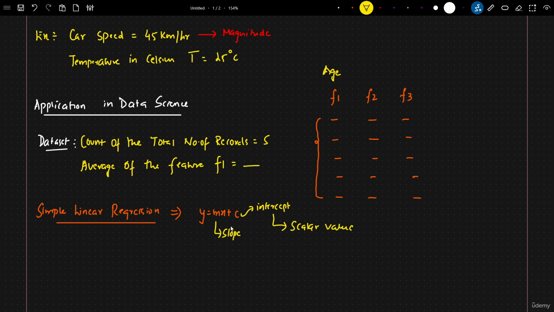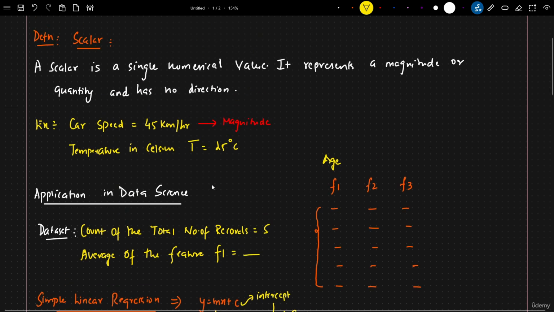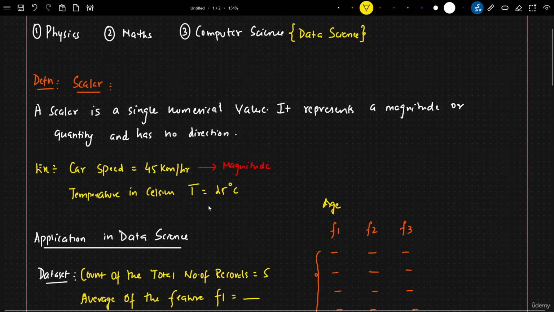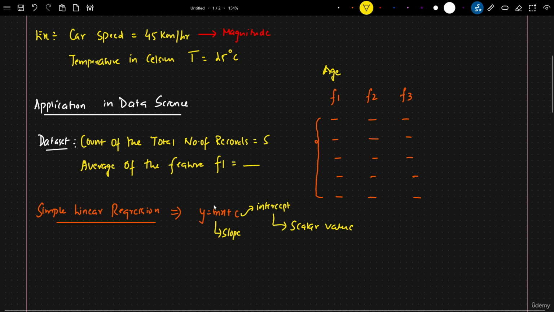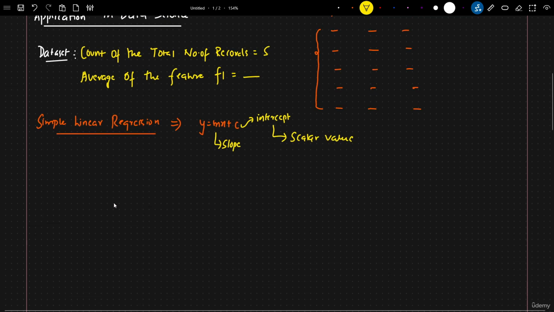We will talk more about this, because this kind of data point of x is basically a vector data point. We'll discuss what exactly a vector data point is. But if you just think of a scalar, here we are just talking about a single numerical value. It just has magnitude. It does not have any direction. Okay. So this was the entire definition of scalar and some of the applications that we have specifically used related to data science, and we have discussed that.